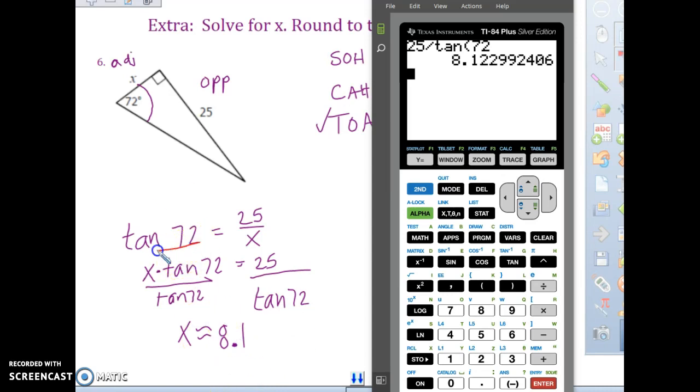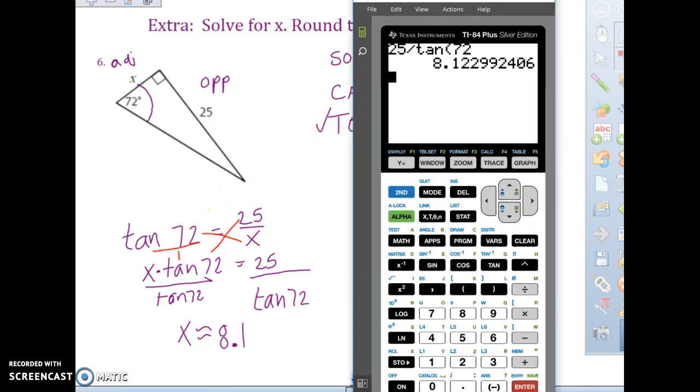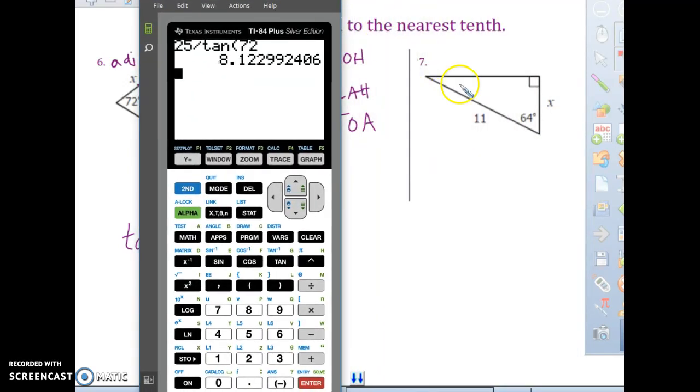So this one was different because when we cross multiplied, the trig function touched the x and 25 hit the 1. Let's try another one. So you already tried this. Let's figure out if you have the right trig function. So this one is hypotenuse, and this is adjacent for the cosine trig function. So we're looking at the cosine of 64 is equal to adjacent over hypotenuse.